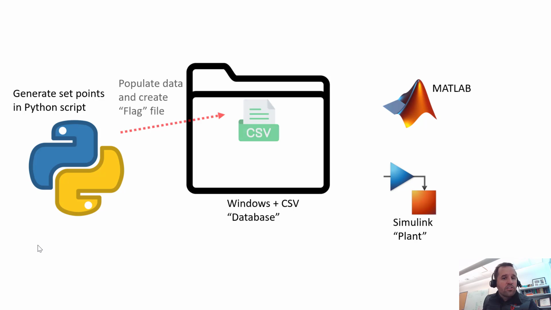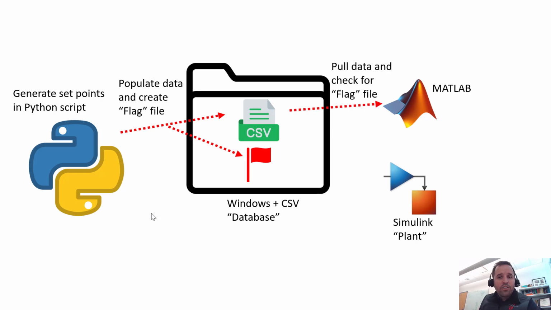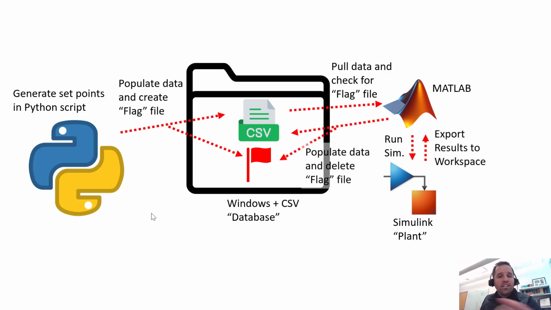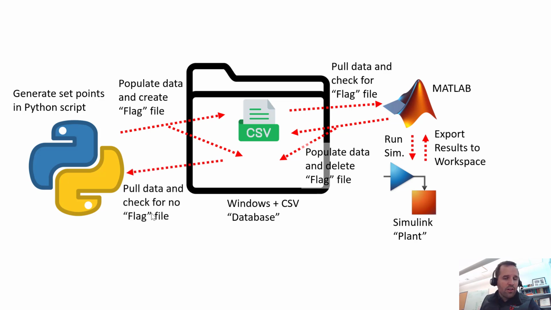We want Python to generate these set points. We want to store that in our quote-unquote database, which we'll just use a CSV file for now. We want Python to be able to store this data and also generate a flag, just a flag file that'll show up in that Windows folder. Once that flag is apparent, we want MATLAB and Simulink to take that signal, allowing this program to run a Simulink simulation, gather that data, push the data back into our database, and then we would delete that flag file, which would tell Python to run again.